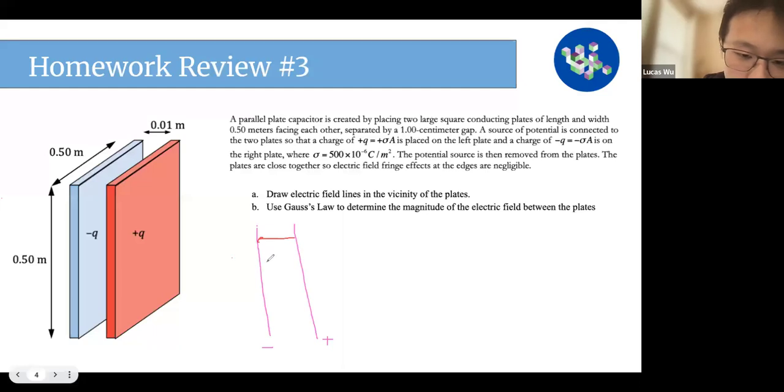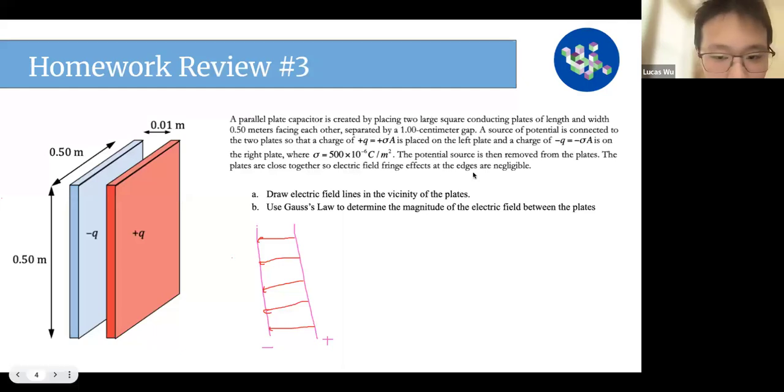They're all perpendicular to the plate surface. I know it doesn't look like it, but this will be what the electric field lines look like, pointing from positive to negative. And remember, the magnitude of the electric field anywhere between the two plates is always sigma over epsilon zero, because I can treat the two plates as infinite plates.